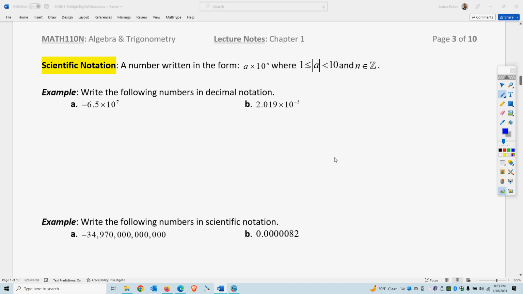Now we're going to cover scientific notation, not to be confused with engineering notation, which is very similar. If you're in manufacturing, you'll see engineering notation. If you're in science, you tend to be seeing scientific notation, sometimes both. The important difference is this defined value right here of A.